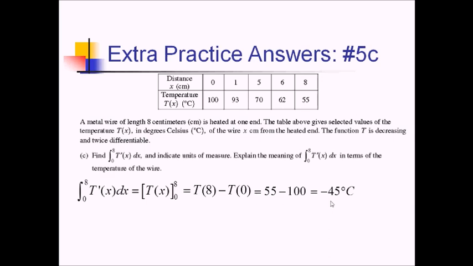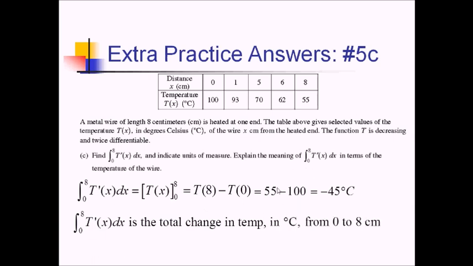Now, what does this actually mean? The meaning of the integral from 0 to 8 of T prime: this is the total change in temperature in degrees Celsius from 0 to 8 centimeters. And if you wanted to actually spell out what your answer means, it means that as you go from 0 to 8 centimeters away from the heated end of this wire, your temperature is dropping 45 degrees Celsius.